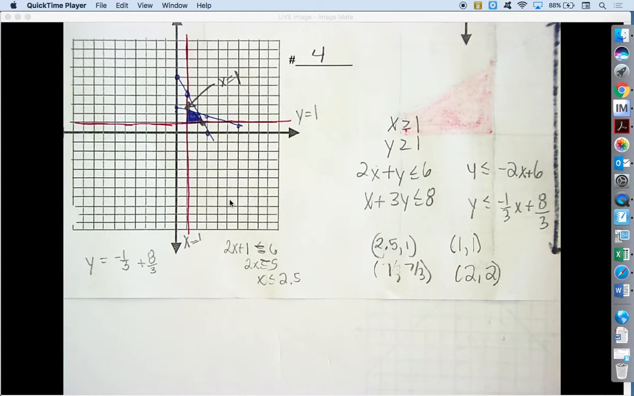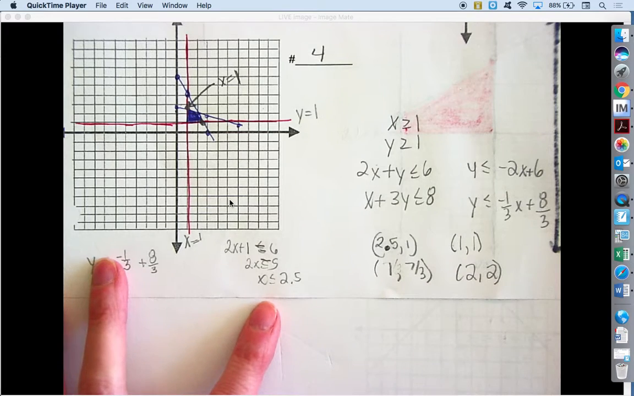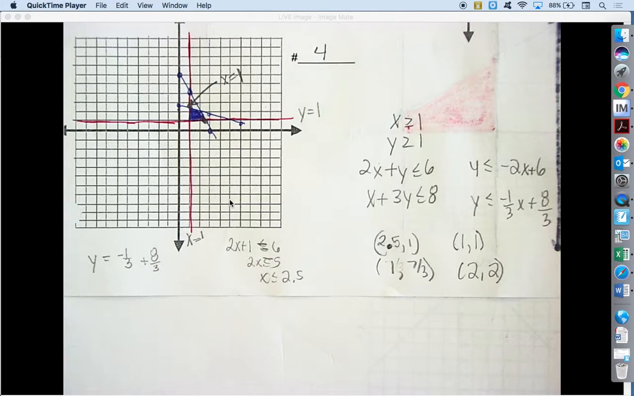Wait, what's the first one that you wrote? It's like 2, 5, 1. What is that? 2.5. Oh, 2.5 again. Yeah. This is a decimal. 2.5, 5 halves. I don't know why I wrote that one as a decimal and the other one as a fraction.